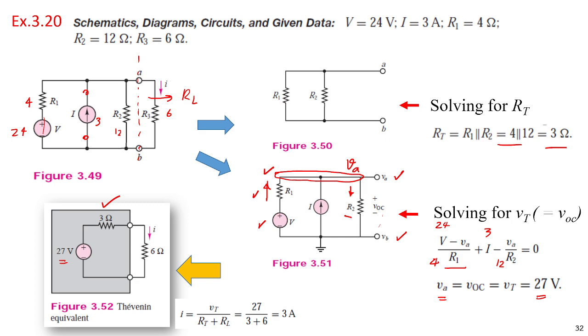We can also transform the Thevenin equivalent into the Norton equivalent circuit. We call this the Norton equivalent circuit. This is also 3 ohm, and this is 27 divided by 3, which is 9 ampere. When you get the Thevenin equivalent circuit, it's very easy to get the Norton equivalent circuit.